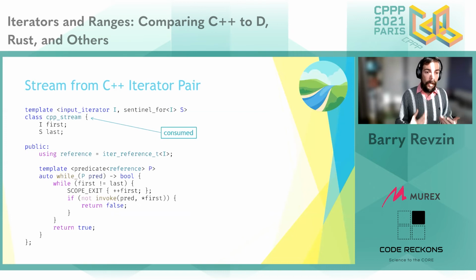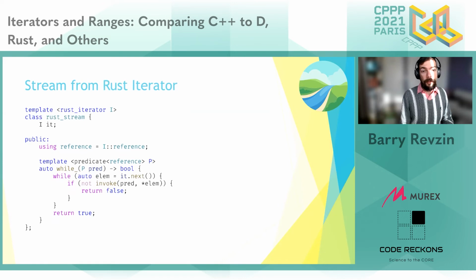And so much like in D, where we consumed the range, and in Rust, where we consume the iterator, the stream object itself is consumed. While is a non-const function, but this is intended to be a lightweight thing that then gets thrown out once it's consumed. Similarly, we can show what a stream looks like constructed from a Rust iterator, where the loop itself structurally is different, but we still have the while inside of the implementation of the while for the Rust iterator.